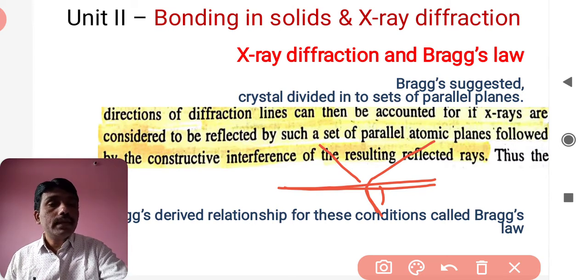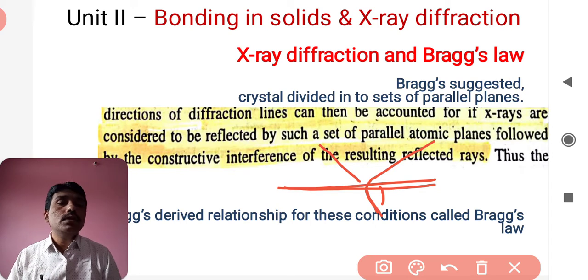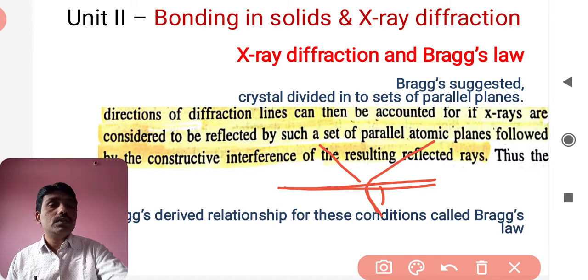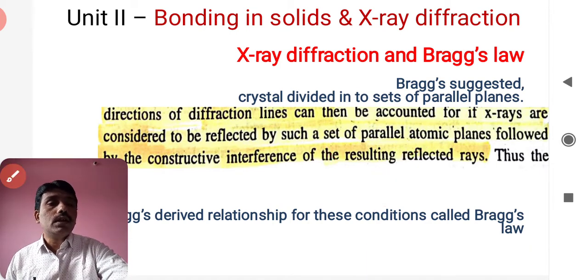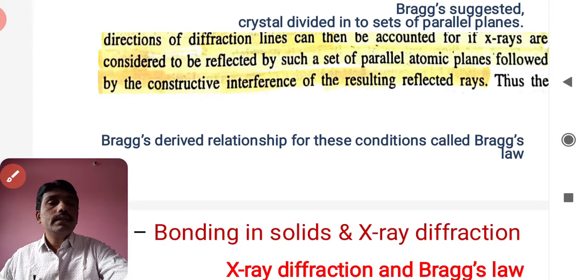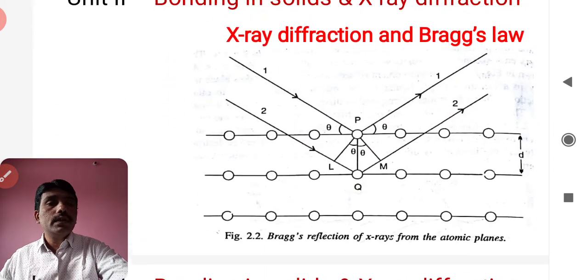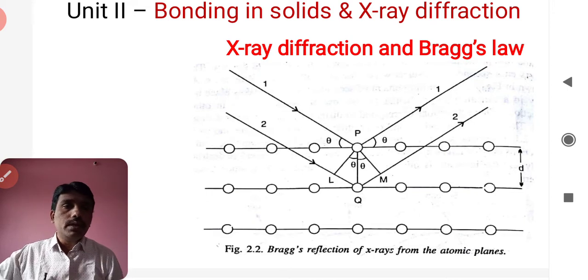So Bragg has done very nice work and has given one relationship, that condition is nothing but what is called Bragg's law. These conditions are derived for these particular reflections, and what types of reflections are there. Now to understand this relationship for the X-ray, you have to understand this particular case where the diagram is to be there.